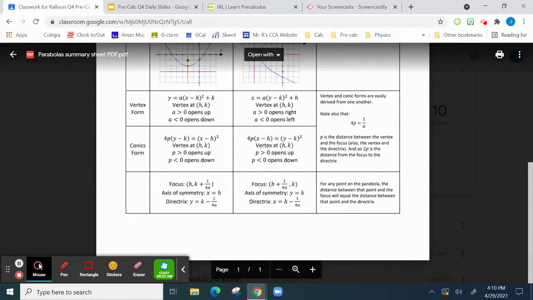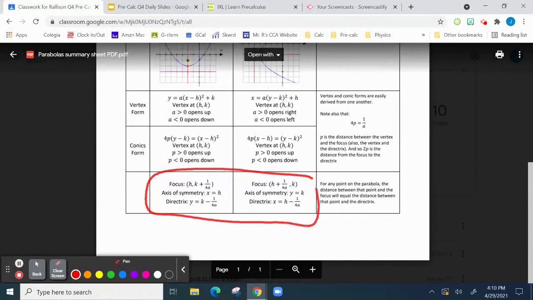But what you do need to keep in mind, and that's why I think you should keep this open, are these things right here. The focus, you can see this 1 over 4a. That is the p dimension. P equals 1 over 4a. And so the focus and the directrix are both 1 over 4a, or p, away from the vertex.